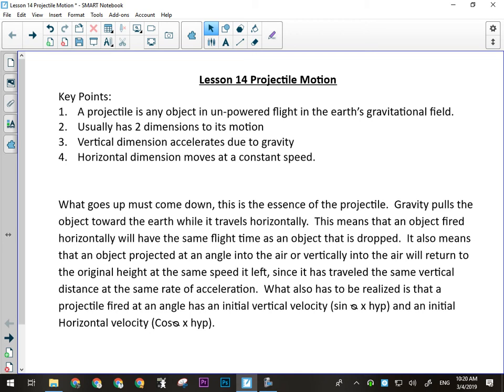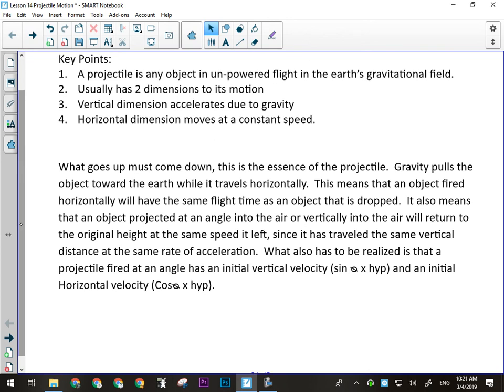It has a vertical and a horizontal dimension. The vertical dimension experiences accelerated motion, and that's because gravity is affecting it. The horizontal dimension moves at a constant speed. There are no forces speeding up or slowing down the projectile, so it would just travel at a constant speed. The idea here is that in the Earth's gravitational field, what goes up must come down. Gravity is going to pull the object towards the Earth while it moves horizontally. So that means that an object fired horizontally has the same flight time as an object that's dropped. We talked about that already.